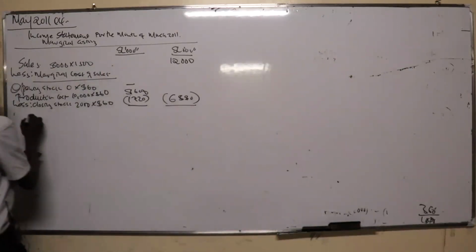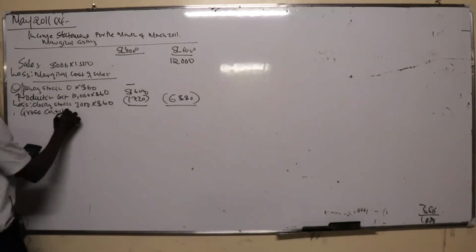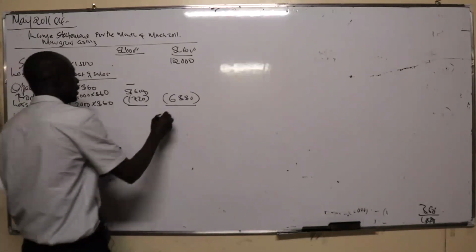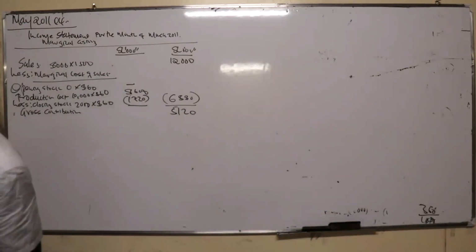So the gross contribution: 12,000 minus the answer, so it will be 5,120.